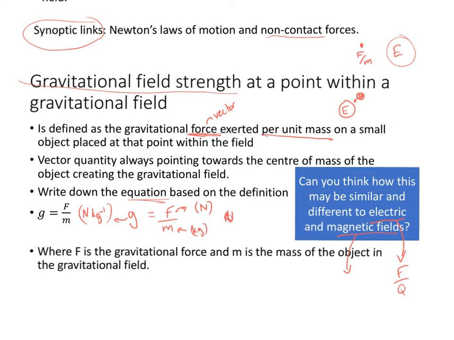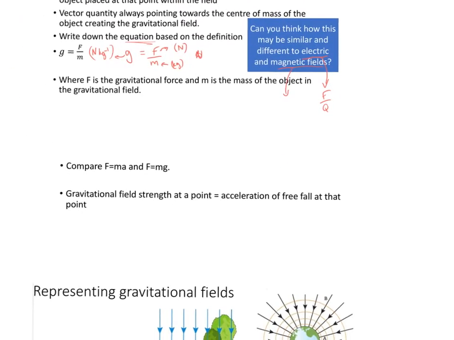But this topic, gravitational fields, electric fields and magnetic fields, are very well linked together, and it's a good idea to keep in mind how that will be different for electric and magnetic fields until we come to it in the next chapters I will be teaching you. So let's move on to the next part.